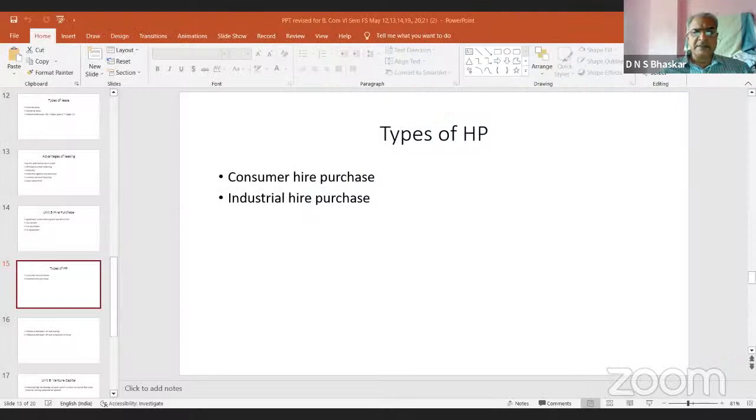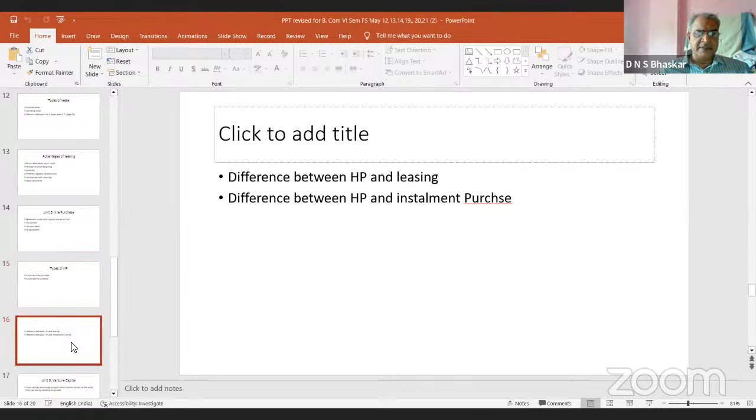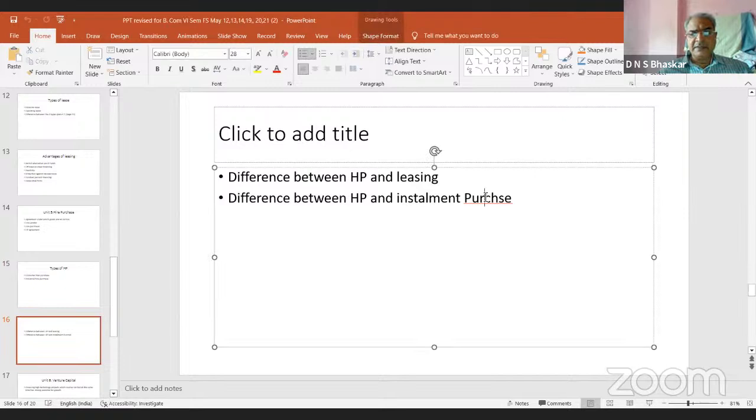Then a hire purchase installment comprises three basic important elements: the profit component, the interest part, and the recovery part. These are the various differences between the hire purchase system and the installment purchase system. Then you can understand the difference between hire purchase and lease, which we have now discussed.